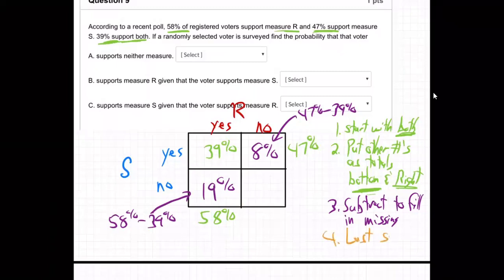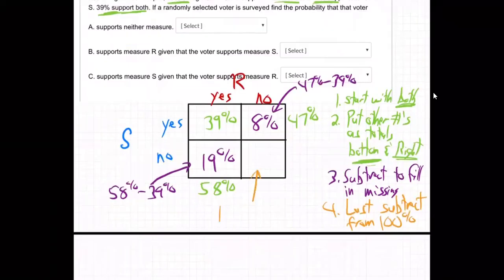Last, subtract from 100%. So this very last section, I'm going to take the 100% minus the other ones, right? Because the whole table has to add up, so minus the 39, minus the 8, minus the 19. So whatever that comes out to be, I'm using my calculator. I'm getting 34%. All right, so we got the whole table.